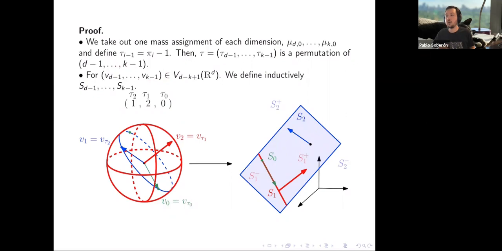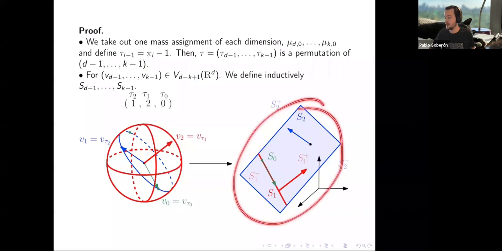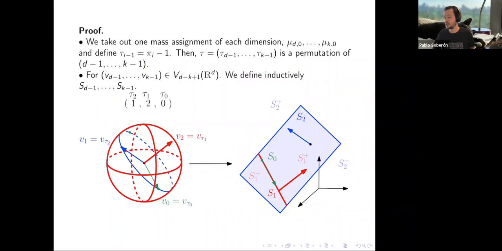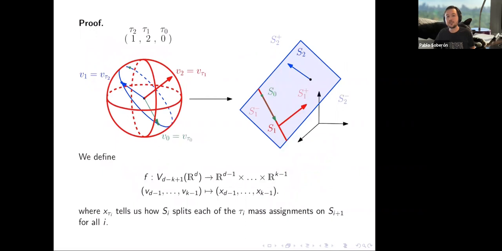So now what I want is a way of telling if this is actually splitting all the other measures that I had. And so we're going to construct a map to here, which is just as in the proof of the Borsuk-Ulam theorem, telling me, am I splitting this by half or not? Because when I constructed this, I also have a positive side and a negative side of each of those subspaces, just given by the direction in which this blue vector is pointing. That's going to be the positive side of S2.